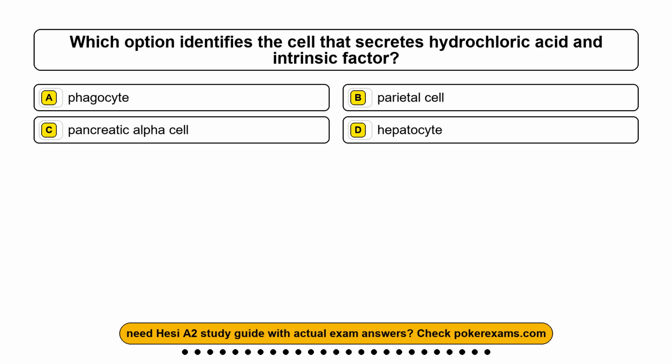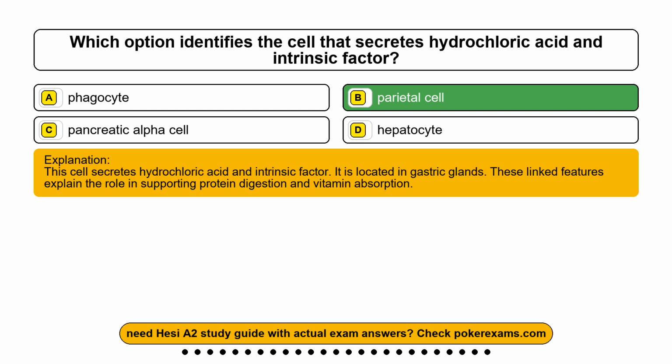Question 12. Which option identifies the cell that secretes hydrochloric acid and intrinsic factor? Option A, phagocyte. Option B, parietal cell. Option C, pancreatic alpha cell. Option D, hepatocyte. The correct answer is option B, parietal cell.